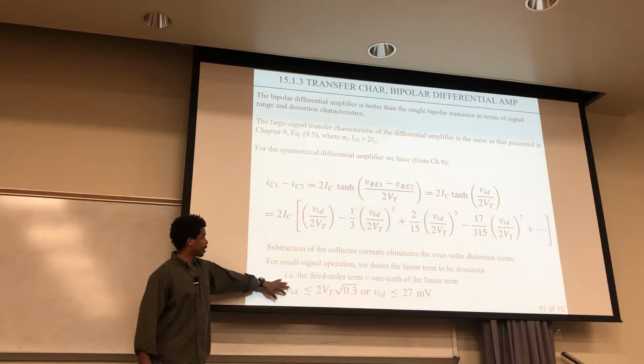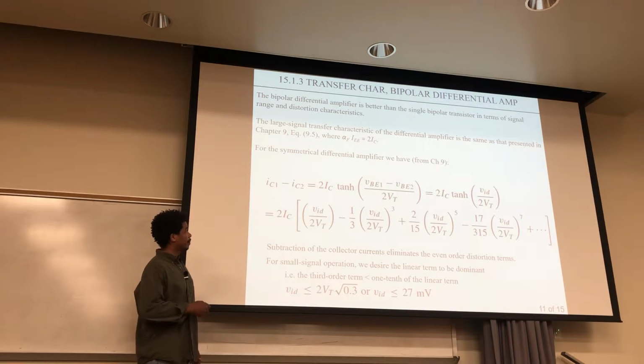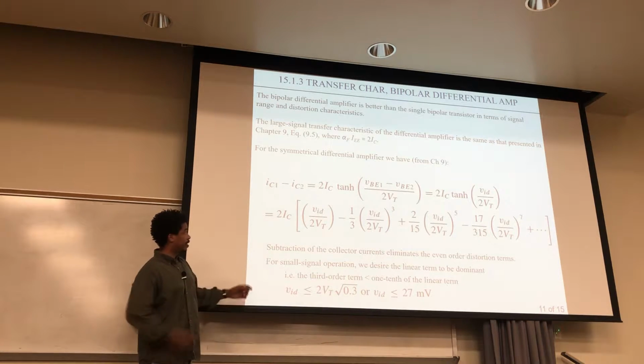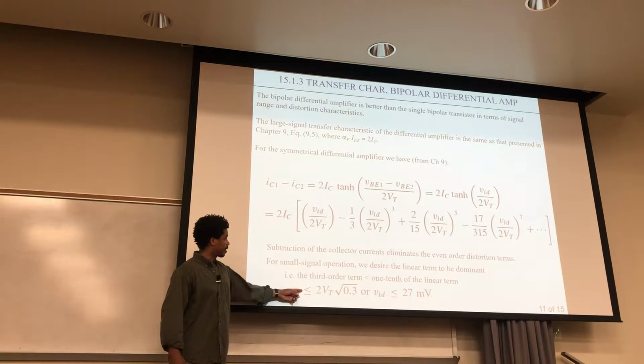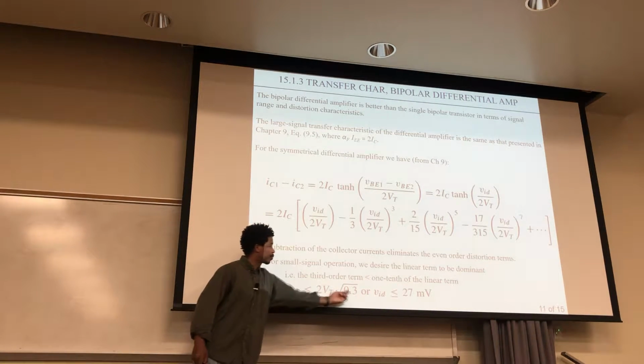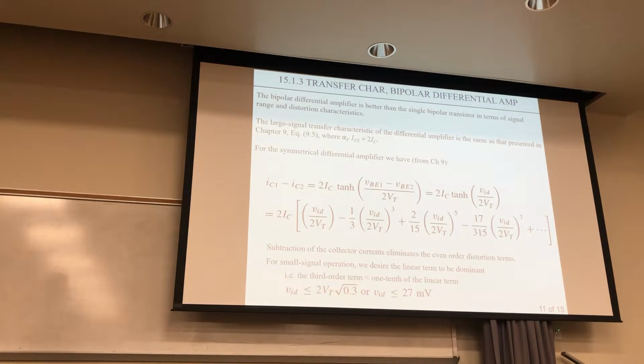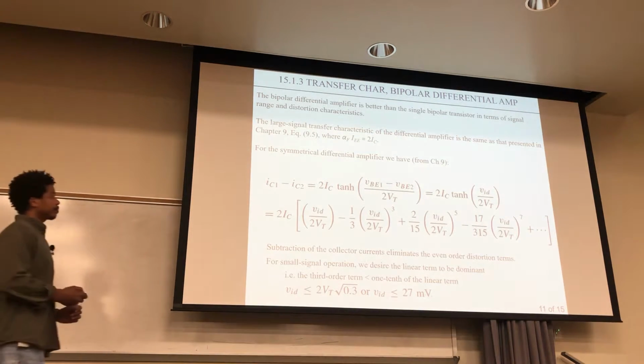And here's the criteria for that right here. So basically, if you set that to be a 10th smaller than this, and solve for VID, you get this inequality. That VID has to be less than or equal to this expression right here. Our VID has to be less than or equal to 27 millivolts.